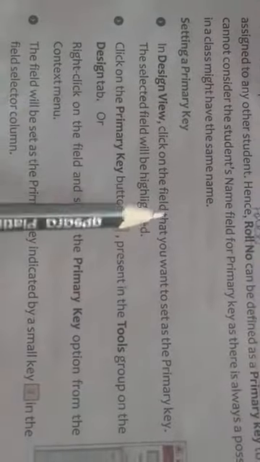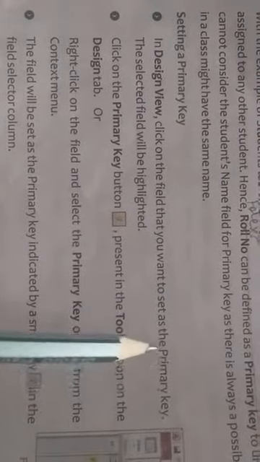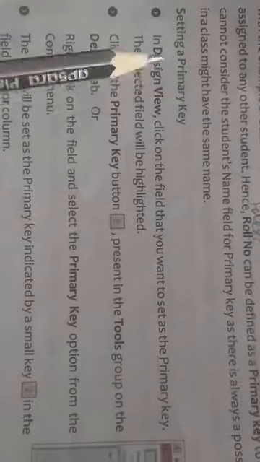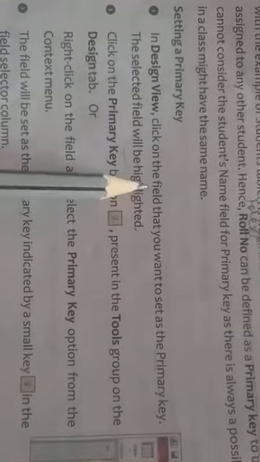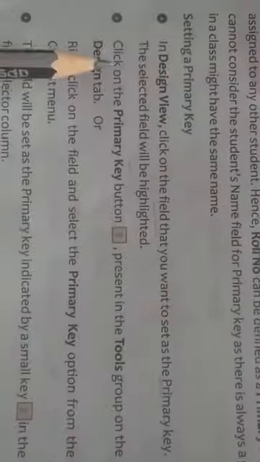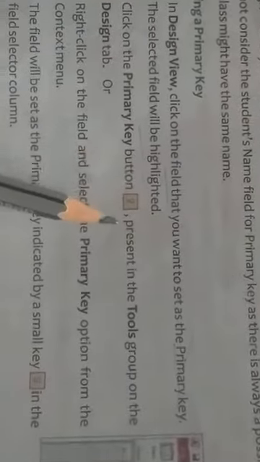So next one is setting a primary key. How can we set the primary key? So in design view, click on the field that you want to set as the primary key. The selected field will be highlighted. So in the design view, firstly we will select the field where we impose the primary key. After that we have to click on the primary key button.